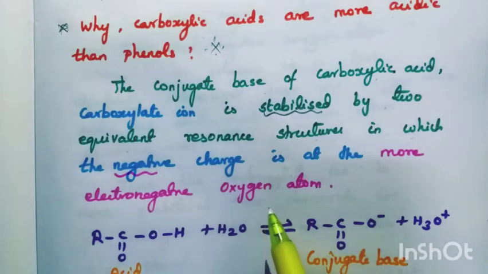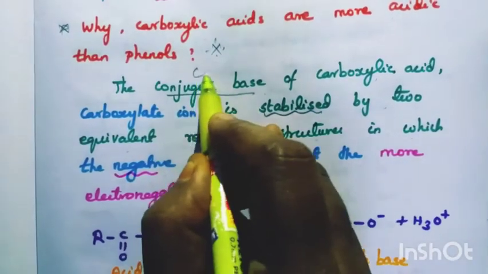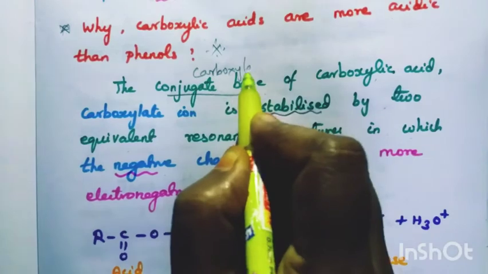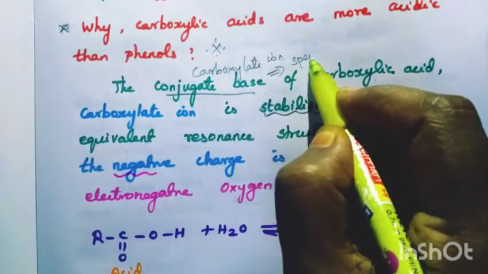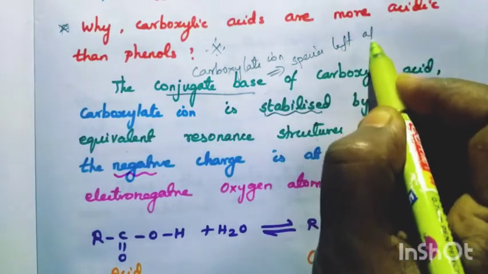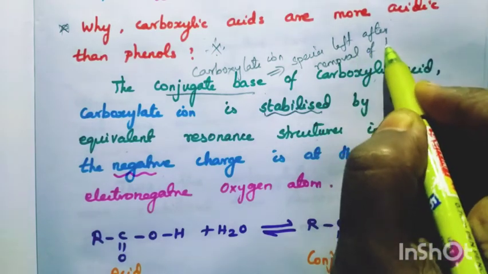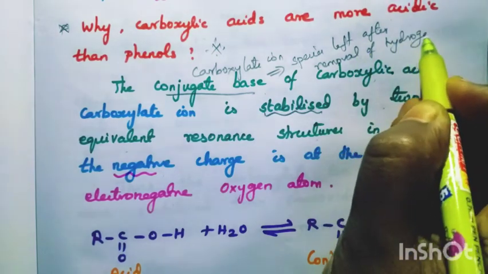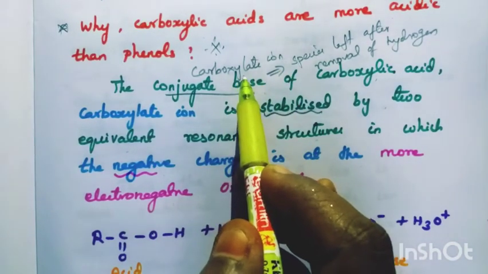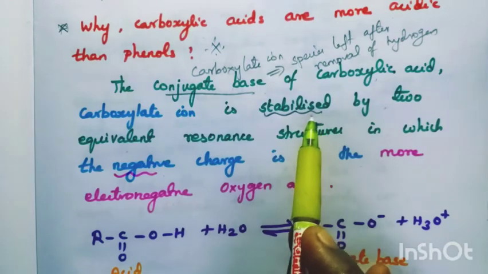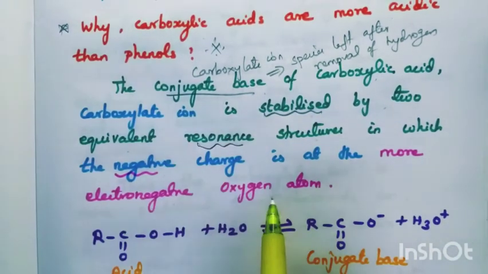What is the conjugate base? That is the carboxylate ion. The conjugate base means the species left after the removal of hydrogen. After the removal of H plus, the carboxylic acid is changed to the carboxylate ion. It is stabilized by resonance, and the negative charge is between the oxygen atoms.